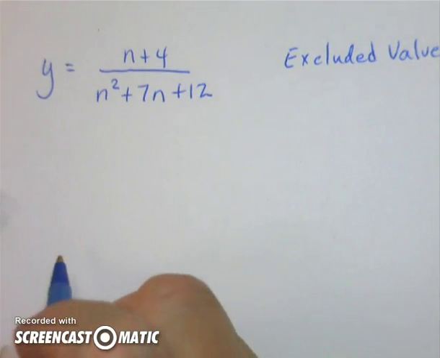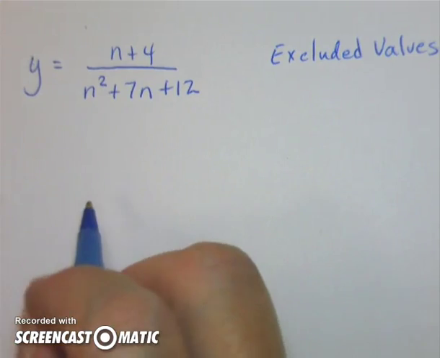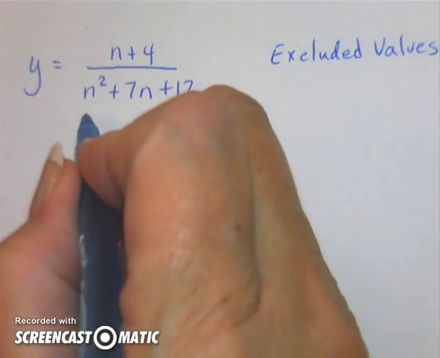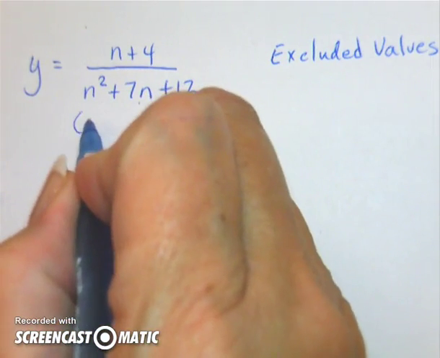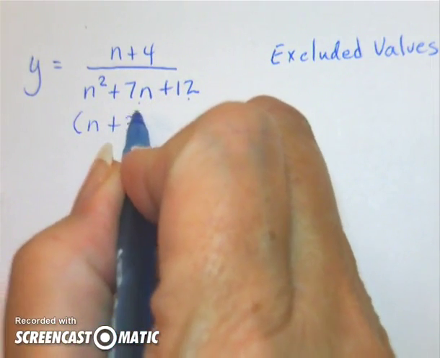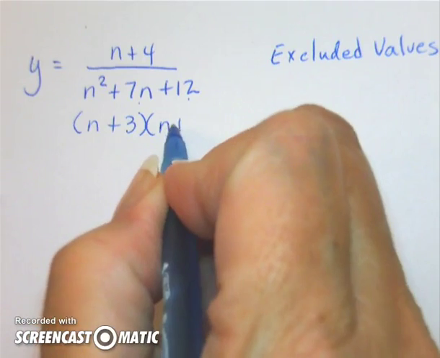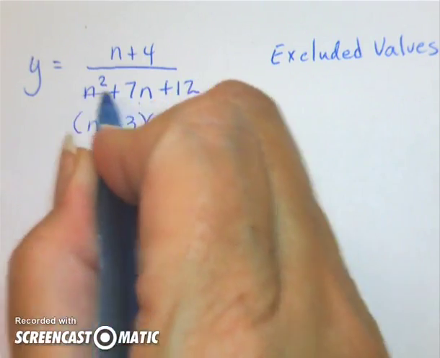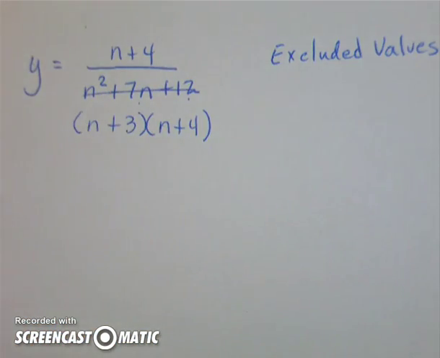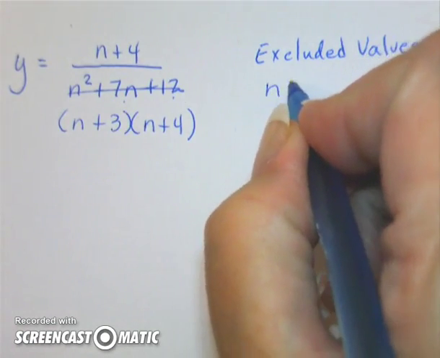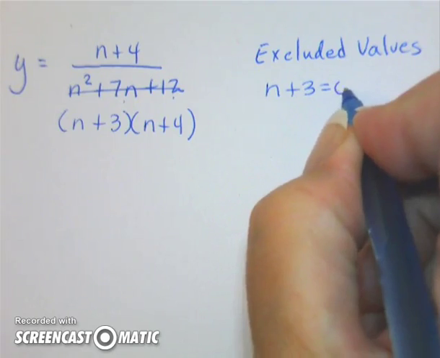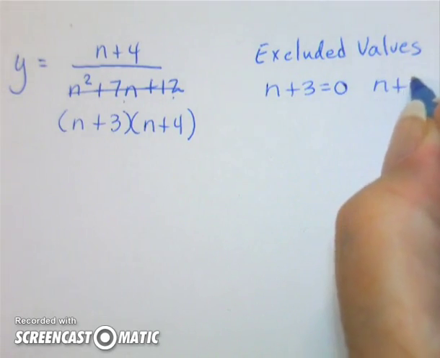To find the excluded values, I need to take my denominator and factor it. What multiplies to give me 12 and adds up to 7? That would be 3 and 4. So I have to factor my denominator, and I set each of these factors equal to 0 and solve.